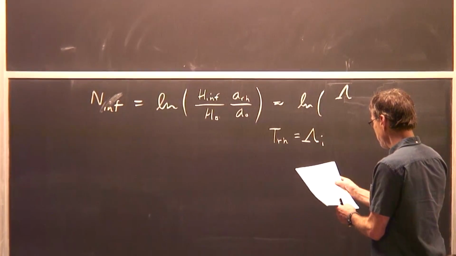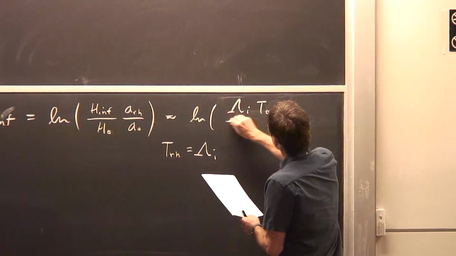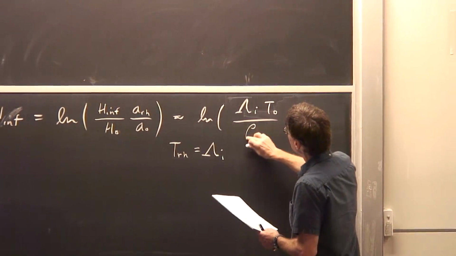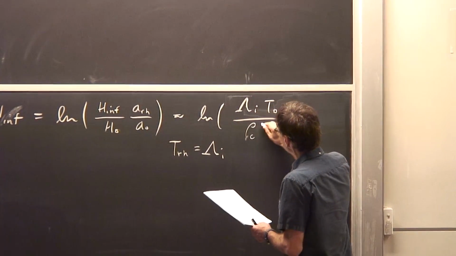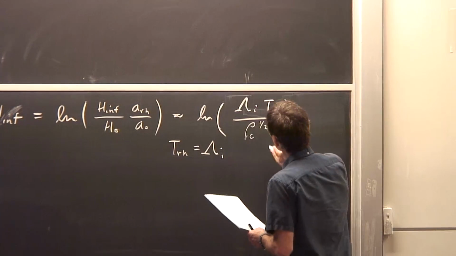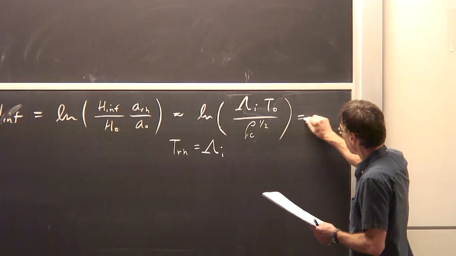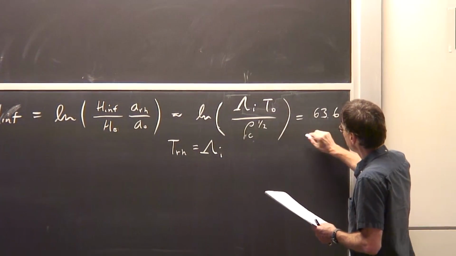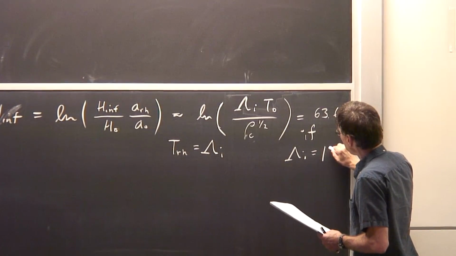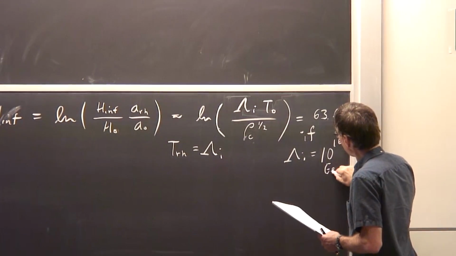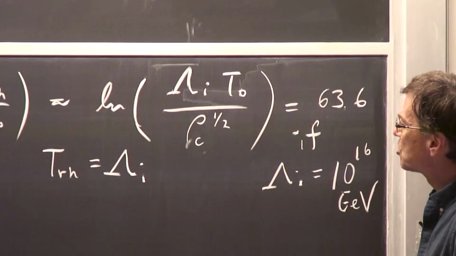And under that simplifying assumption, then you get the energy scale of inflation times the temperature today, 2.7 Kelvin, divided by the critical density to the 1/2, and you plug in the numbers and you get 63.6, taking this scale to be at the GUT scale. And well, you can see what it would be if it was lower scales.